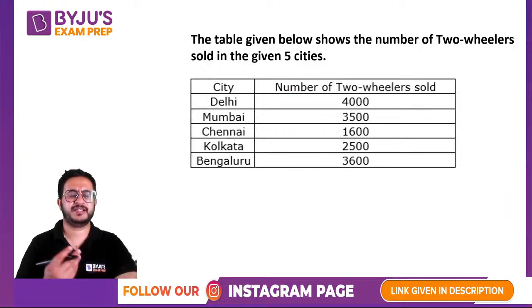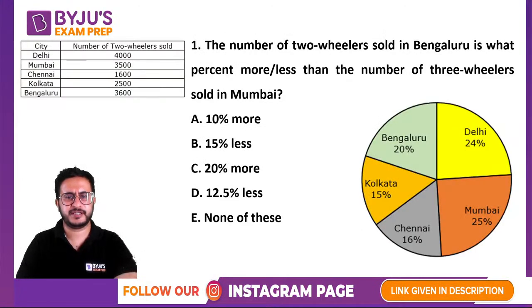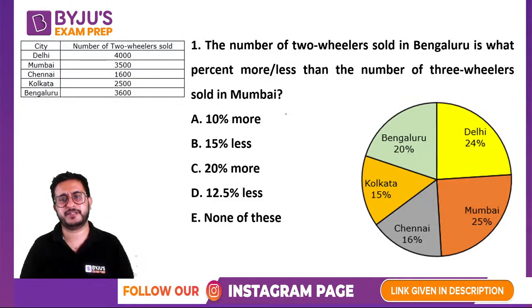The logic here is we will get the number of two-wheelers plus three-wheelers from the pie chart, and we will subtract the number of two-wheelers to get the number of three-wheelers sold in different cities. Let us see all this data at once and look at the questions. Here's the first question. You have to tell the number of two-wheelers sold in Bengaluru is what percent more or less than the number of three-wheelers sold in Mumbai.